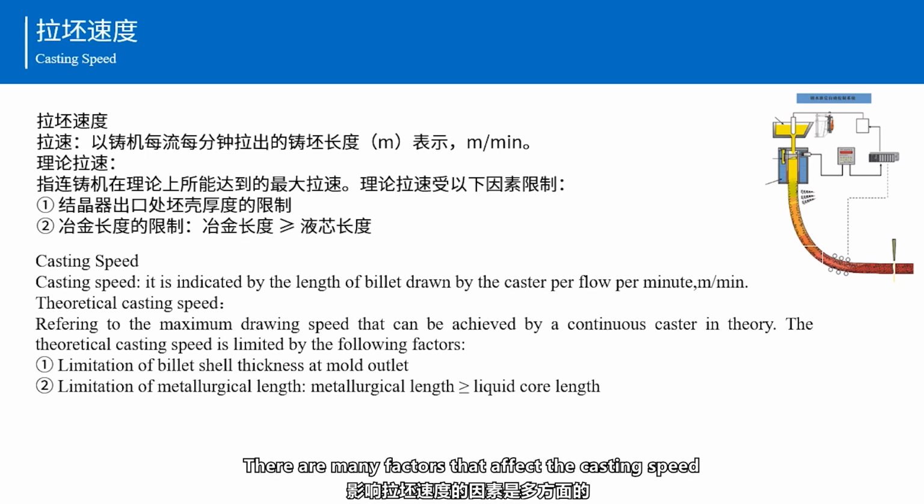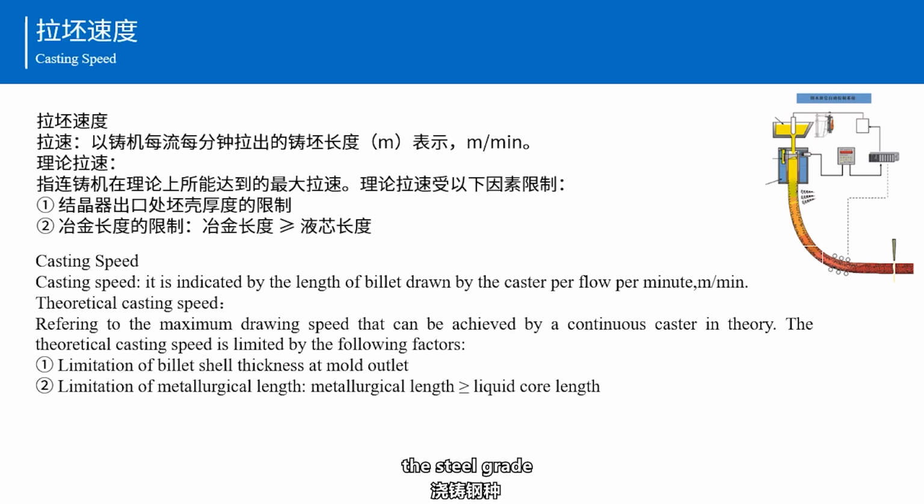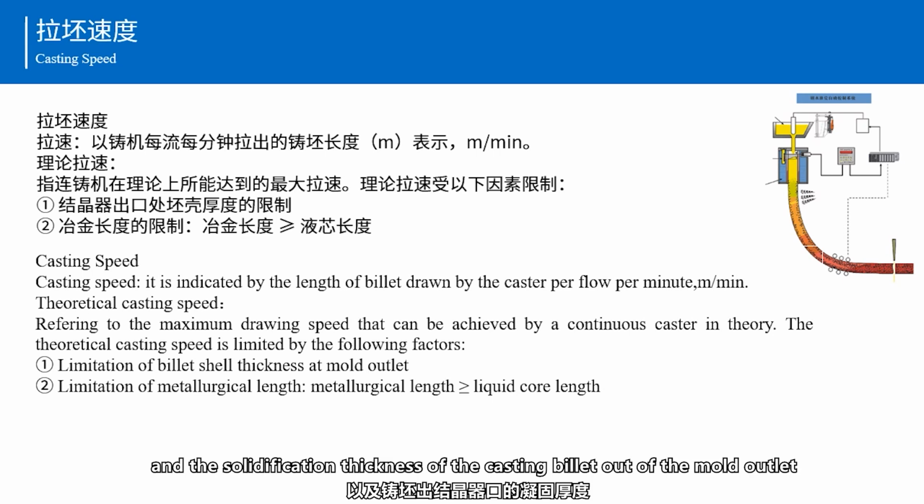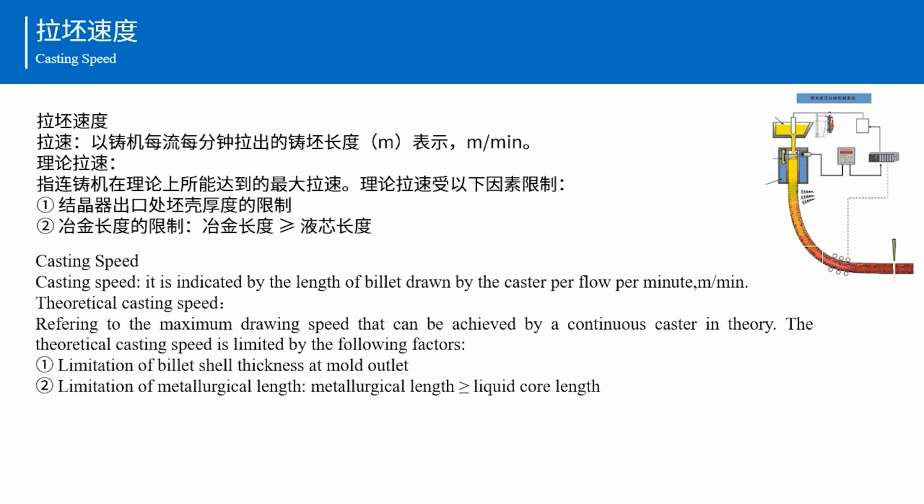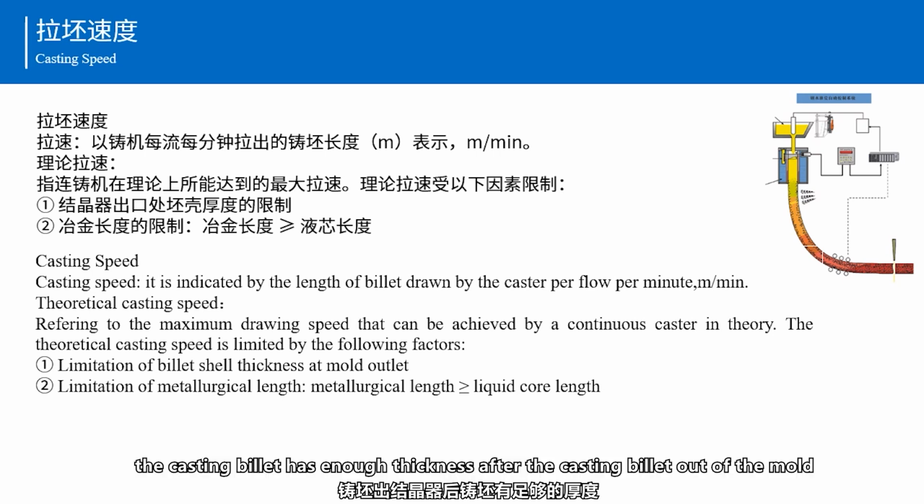There are many factors that affect the casting speed, such as the size and shape of the section of the casting billet, the steel grade, the casting temperature, the length of the caster, the resistance of the casting billet, and the solidification thickness of the casting billet after the mold outlet. The maximum casting speed must ensure that the casting billet has enough thickness after the casting billet leaves the mold.